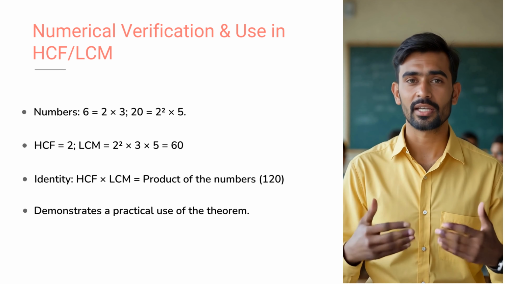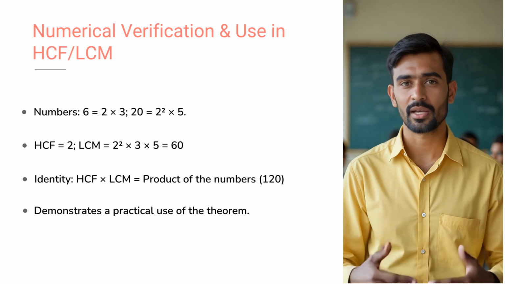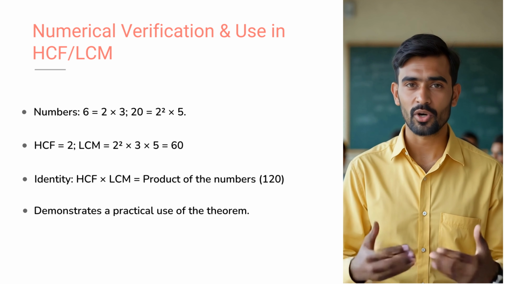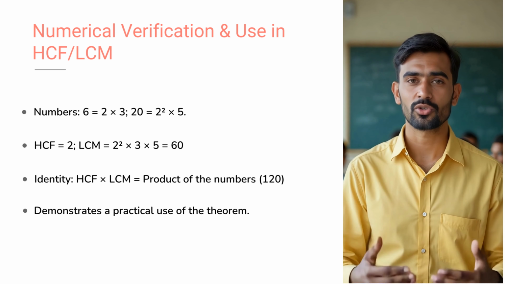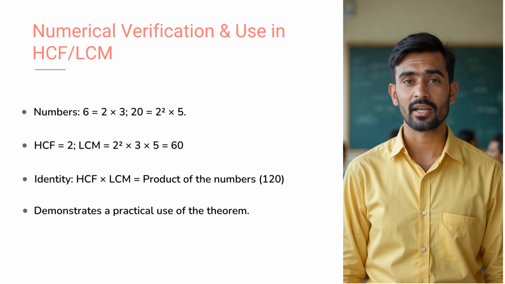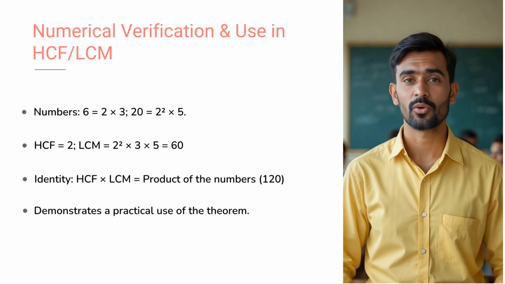To find the HCF, or highest common factor, take the smallest powers of the common primes. They both have the prime 2, and the smallest power is just 2 to the power 1, which is 2. For the LCM, least common multiple, we use the highest powers of all primes involved, that's 2 squared times 3 times 5, which equals 60.